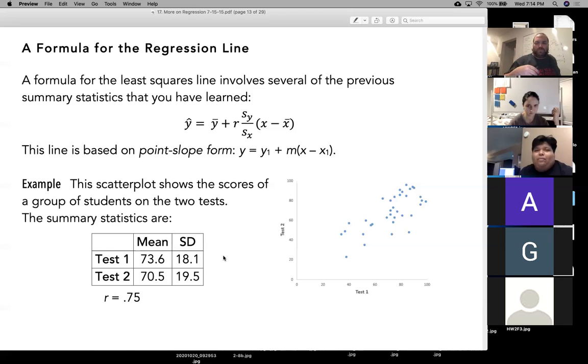Sorry, can you repeat all this? I was trying to write. I'm just reading what's on the page right now. I'm not doing anything different. What does the page say? Y hat, which is the predicted y value. That's what I'm talking about, what everything is. So yeah, Y hat is the predicted y value. Y bar is the average y value.